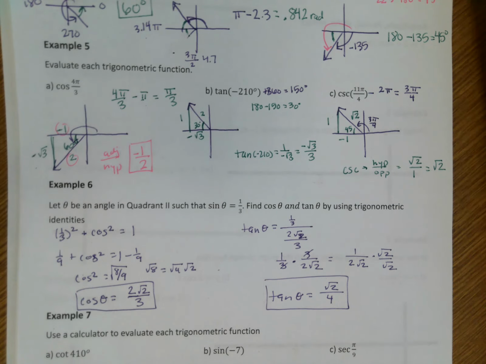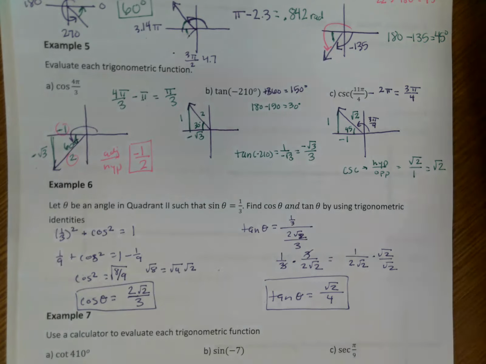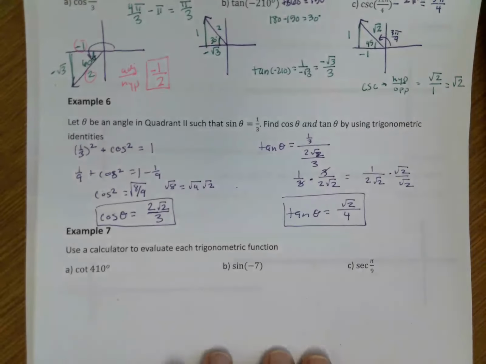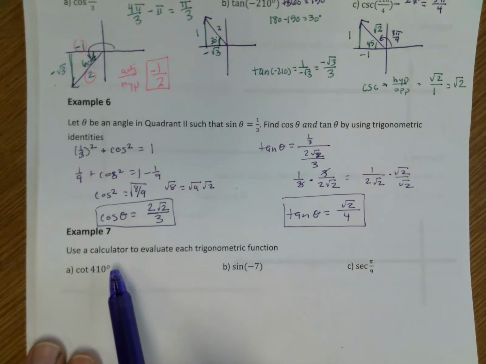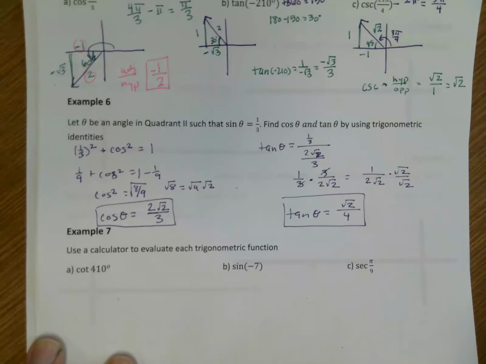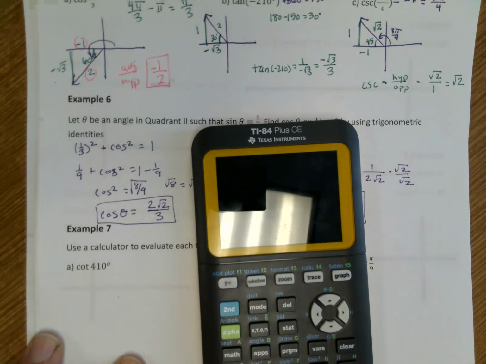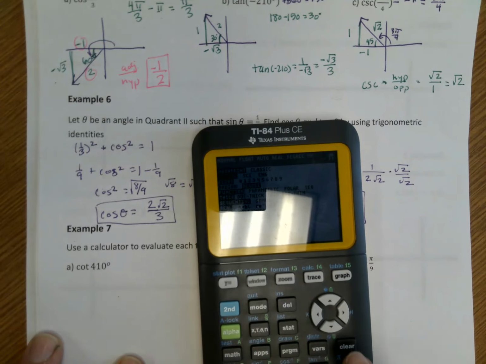And last but not least, I'm using my calculator to solve these. Now this is where I have to know the difference between degrees and radians. If the degree symbol is not given, it is in radians. So you should always check your mode. Right now I'm in degrees, so I'm good to go for this one.